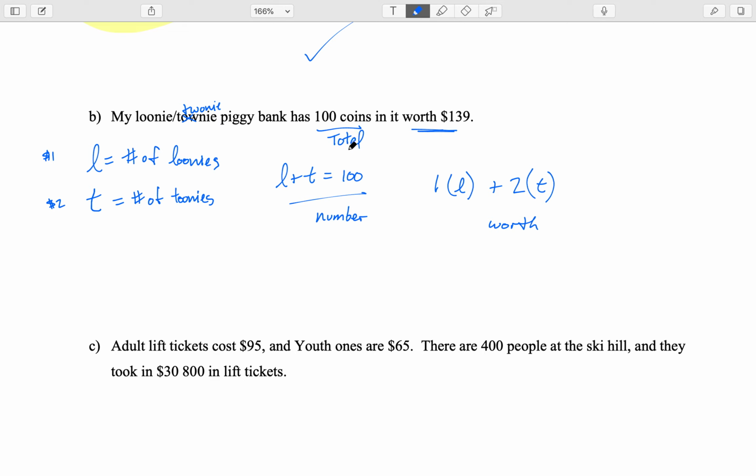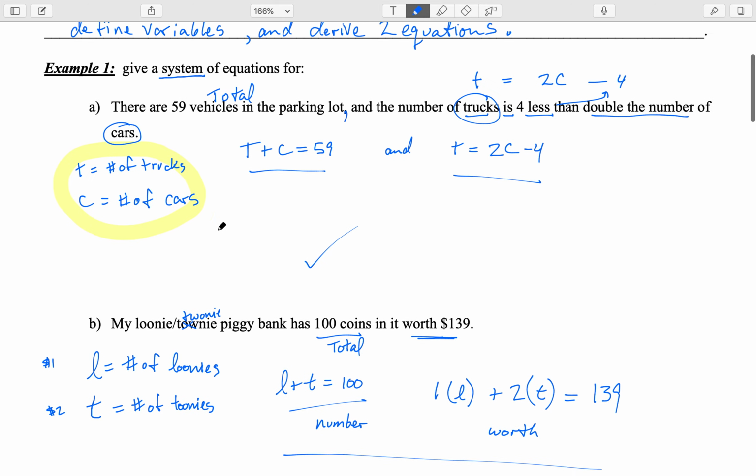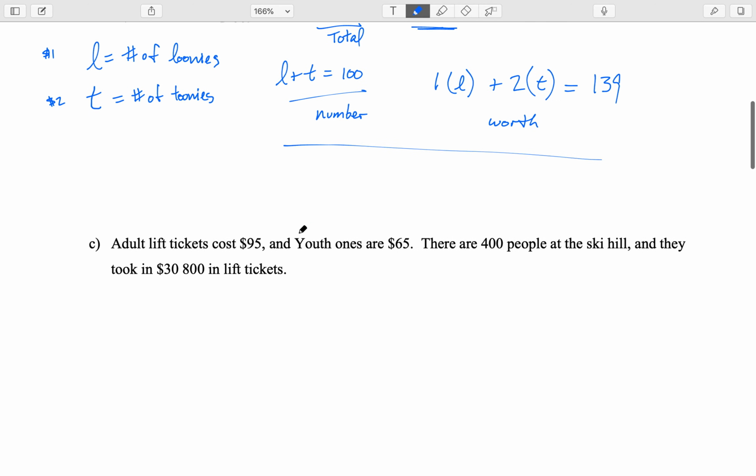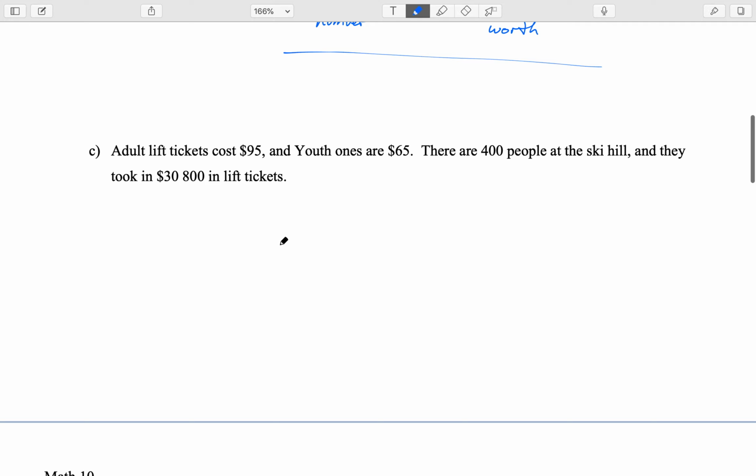So I need two equations. 1L plus 2 times the number of toonies, because they're $2 a piece, should equal 139. That's it. There's my equation. I really just could have written it as L plus 2T is equal to 139. But that's it. There's my two equations. Remember, these don't say solve. It just says give a system.